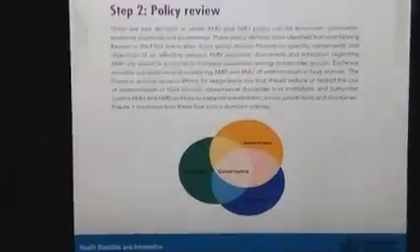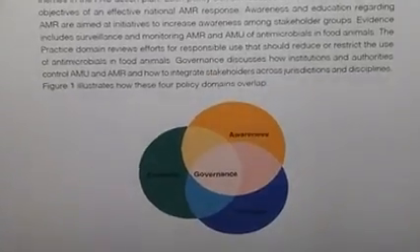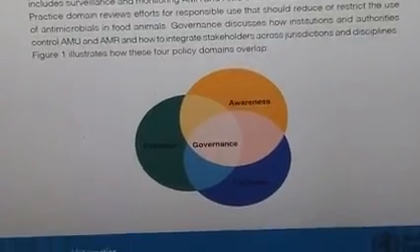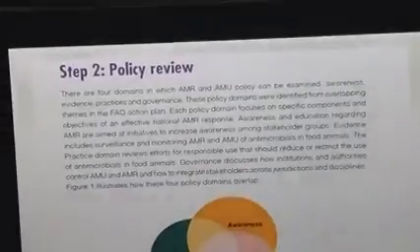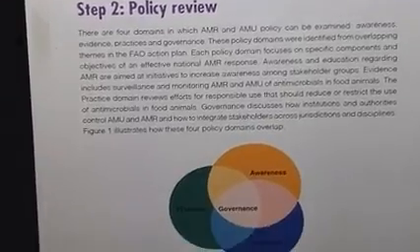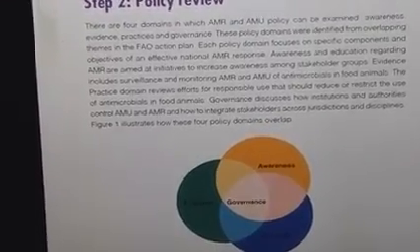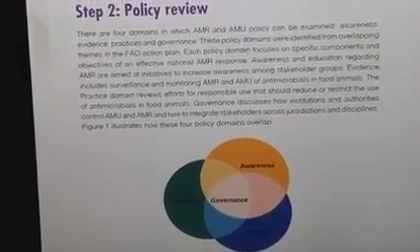I'm trying to give you some examples. For any policy, we're talking about elements: awareness, governance, evidence, and practice. I'm showing you now the policy review. These are the 4 elements for any antibiotic policy, and I will try also to give you some examples for this.